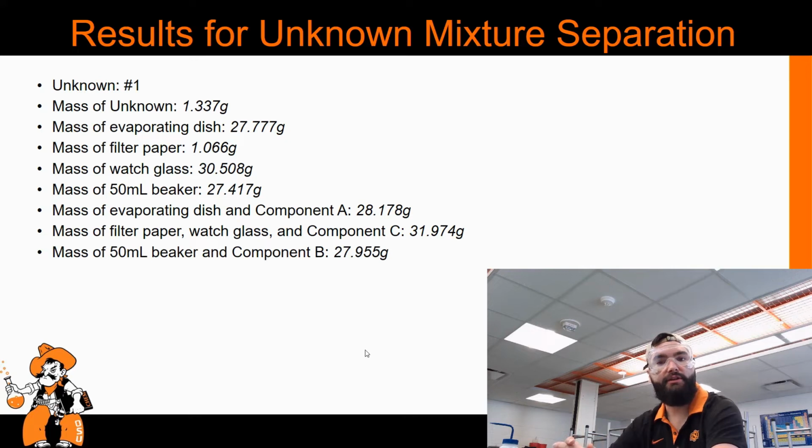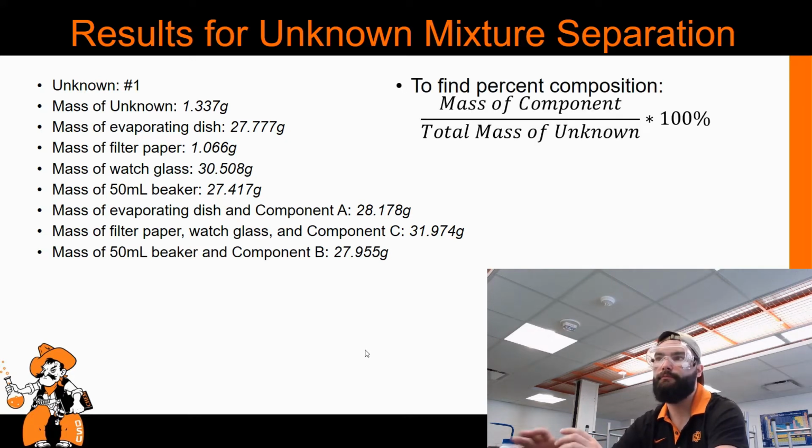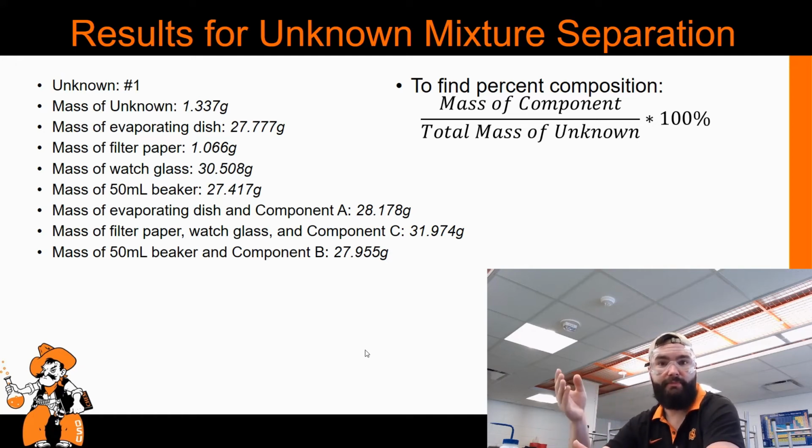So now that everything is weighed out, the only thing that's left to do is find the percent composition of each compound in the mixture. Okay, so to do that, you take the mass of the component by itself, divided by the total mass of the unknown. So for my sand, I would take the mass of my sand divided by the mass of the unknown times 100%. That'll give me my percent composition of sand.